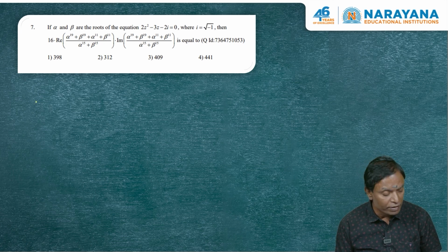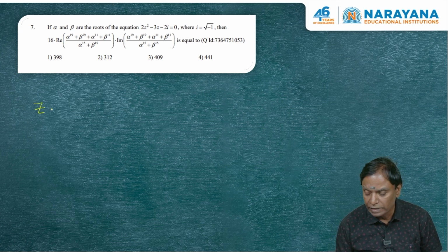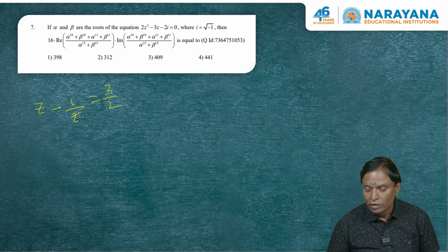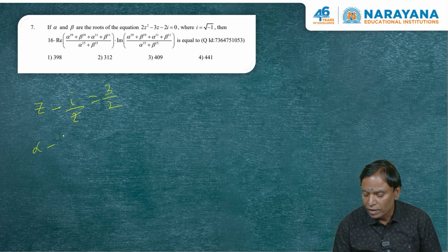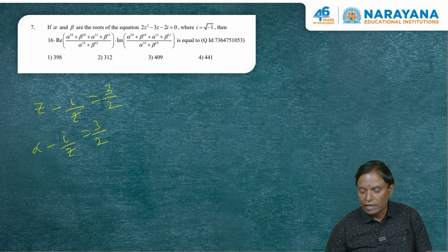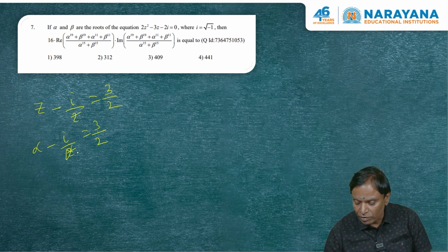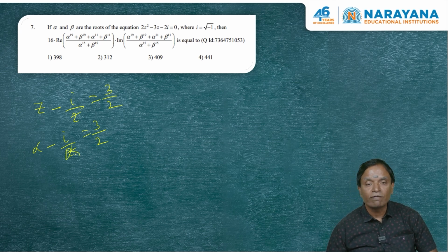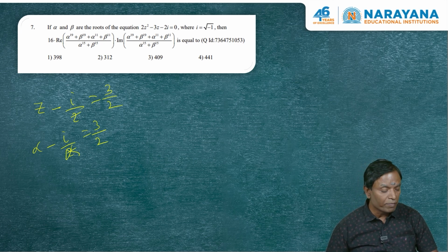From the given equation, I can write z minus i by z as 3 by 2. So, alpha is a root, so I can write alpha minus i by alpha is equal to 3 by 2. Similarly, beta minus i by beta is equal to 3 by 2. If I square once, I will get in terms of alpha square. Again, if I square a second time, I will get in terms of alpha power 4.